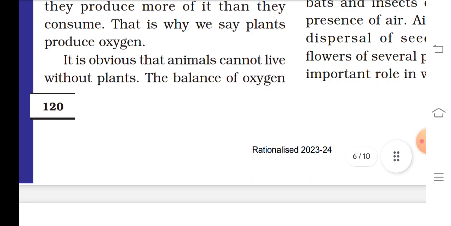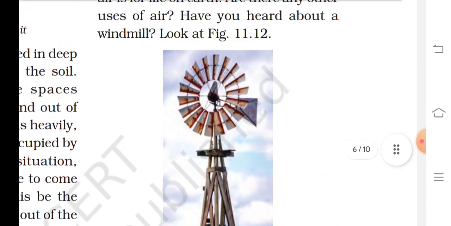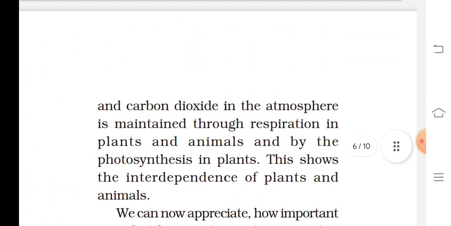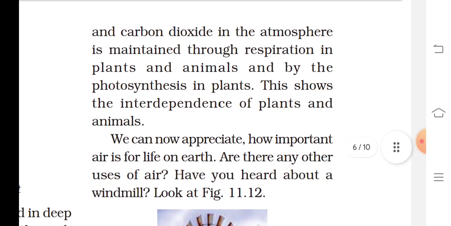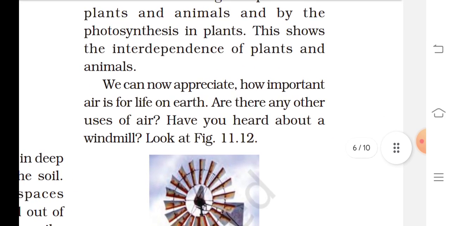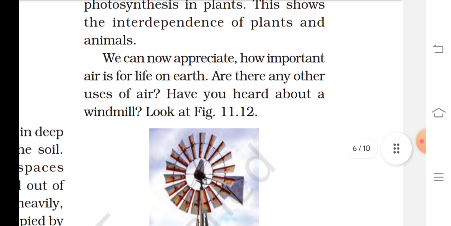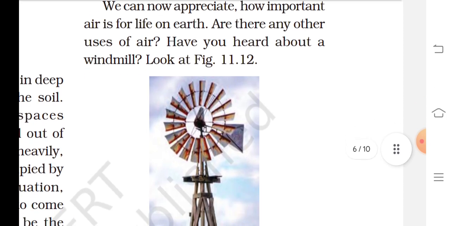It is obvious that animals cannot live without plants. The balance of oxygen and carbon dioxide in the atmosphere is maintained through the respiration of plants and animals and by photosynthesis in plants. This shows the interdependence of plants and animals. We can now appreciate how important air is for life on earth. Are there any other uses of air?